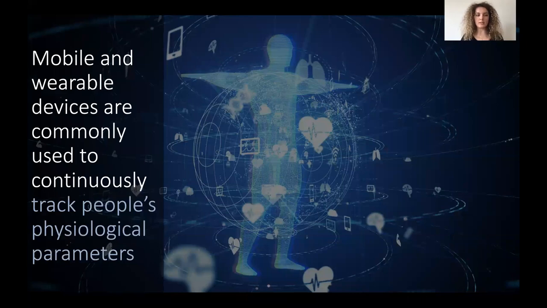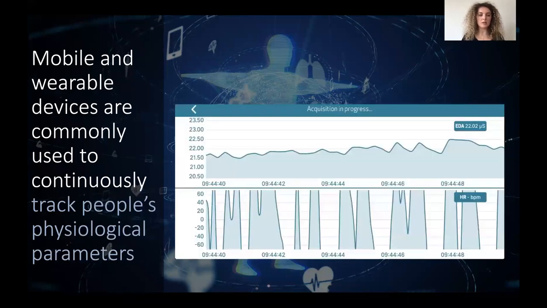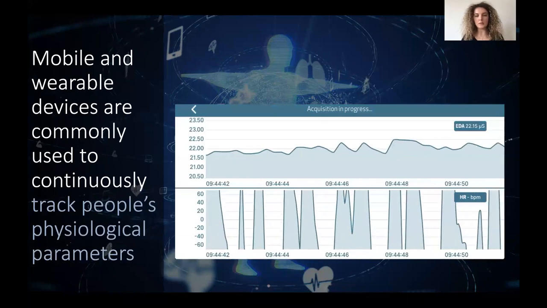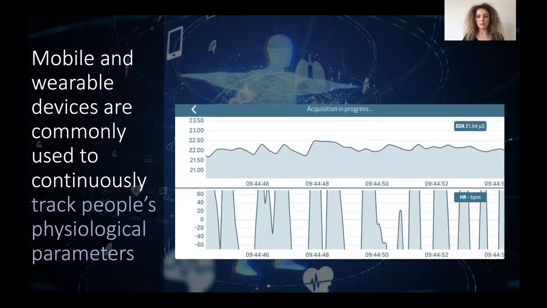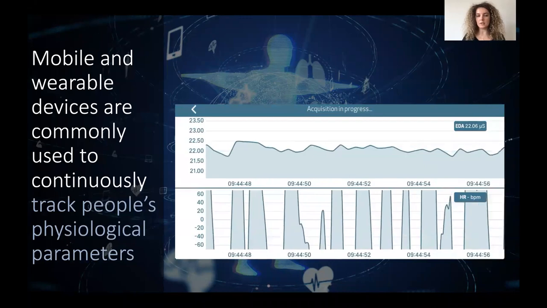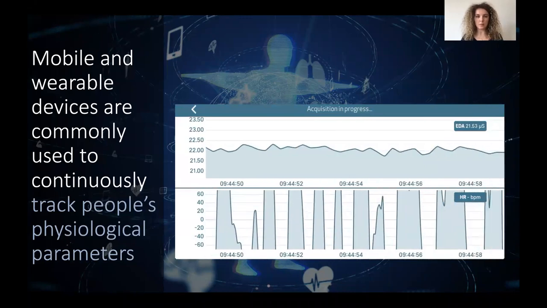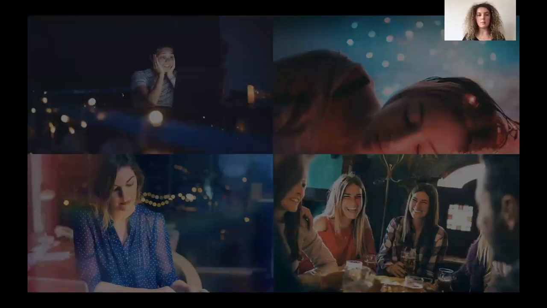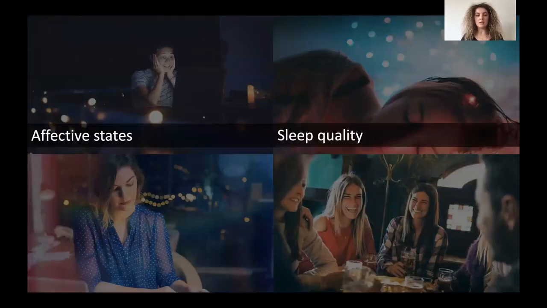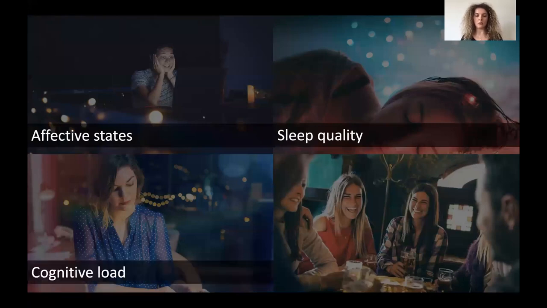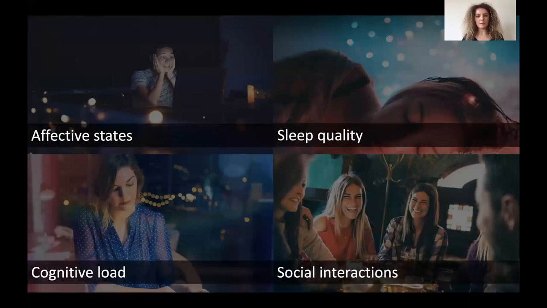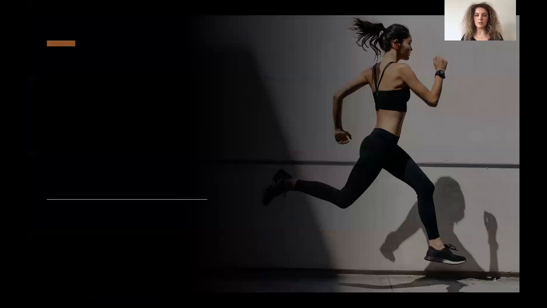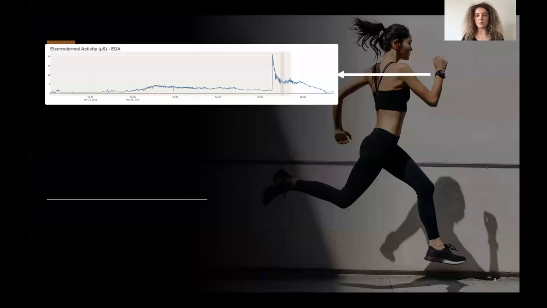Mobile and wearable devices such as wristbands are nowadays commonly used to track people's physiological parameters like heart rate and electrodermal activity. Electrodermal activity represents the physiological arousal of a person during an activity, and it has been widely used to infer people's behavior such as affective states, sleep quality, cognitive load, and the quality of social interactions. Recent advancements in ubiquitous technologies allow continuous and unobtrusive measurement of electrodermal activity data in real-world scenarios.